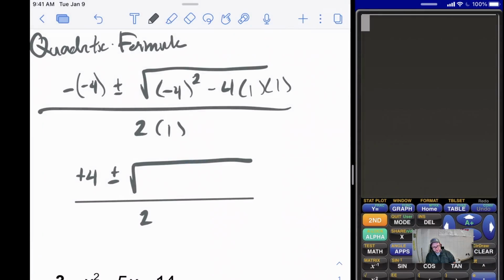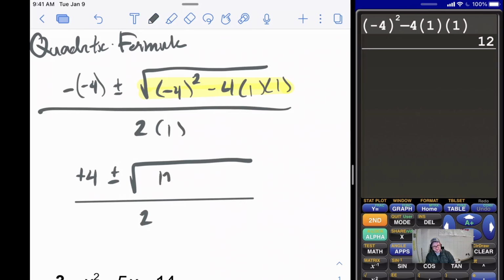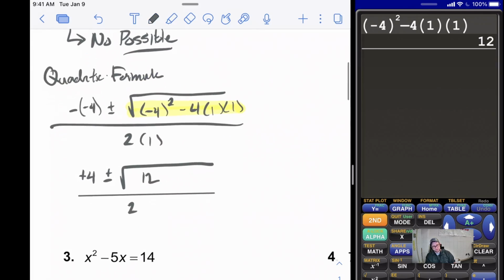So now let's just look at whatever's inside here, and we just want to evaluate that. So parentheses, negative 4 to the second power. Remember, those parentheses there are extremely important. Minus 4 times 1 times 1. And you end up getting 12 on the inside. So we have 4 plus or minus the square root of 12.